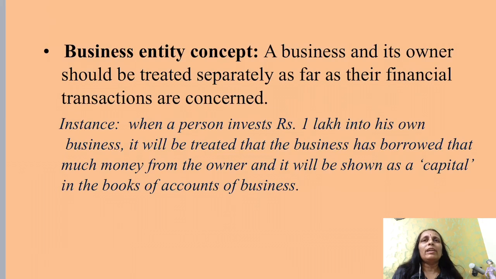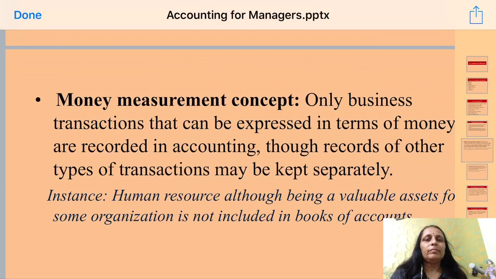Business has its own legal identity, it is an artificial person. So, for instance, when a person invests 1 lakh rupees in his own business, it will be treated as if the business has borrowed that money. So, we record it as capital under the liability side. So, this is the first important concept. The business is different and the owners are a separate legal entity.